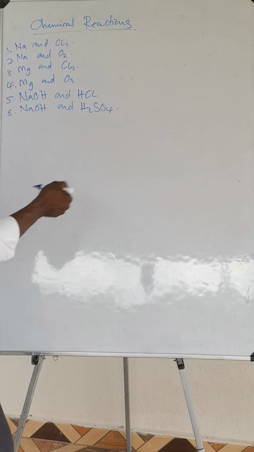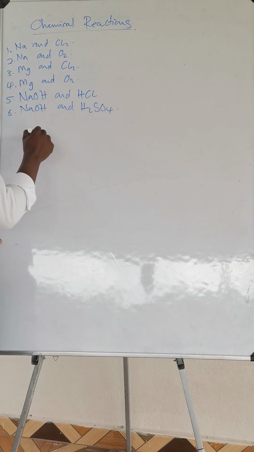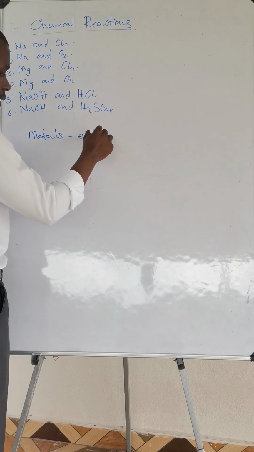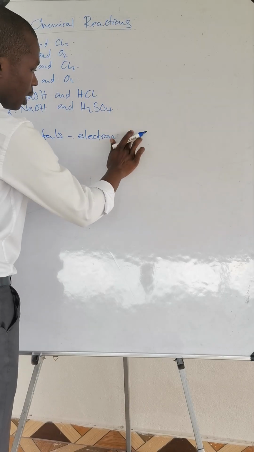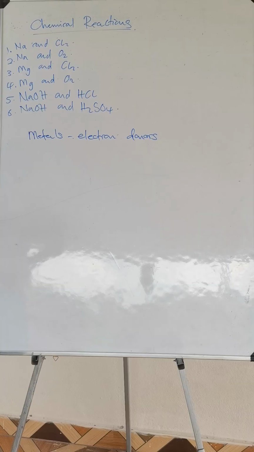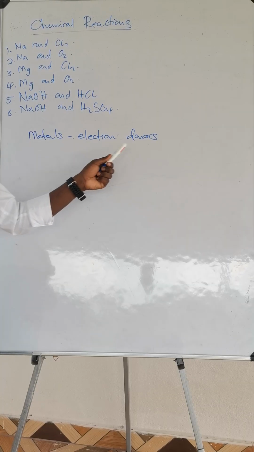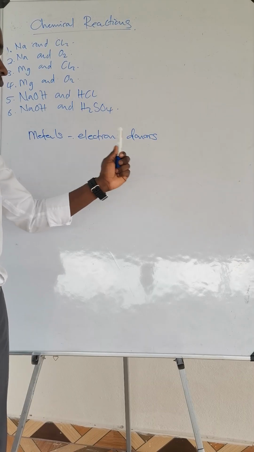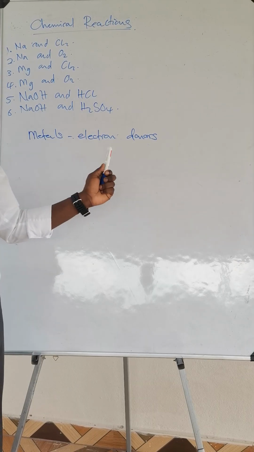Metals are called electron donors. It means when they react, they donate electrons. They react by losing electrons so that they attain the noble gas state, or the noble gas configuration.